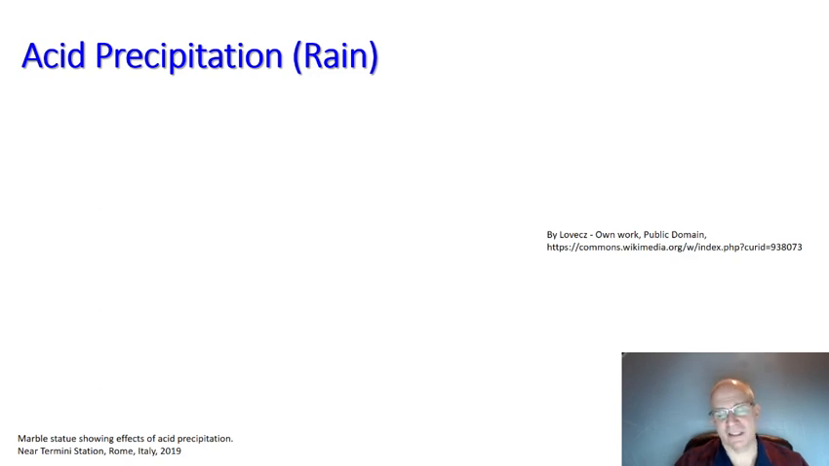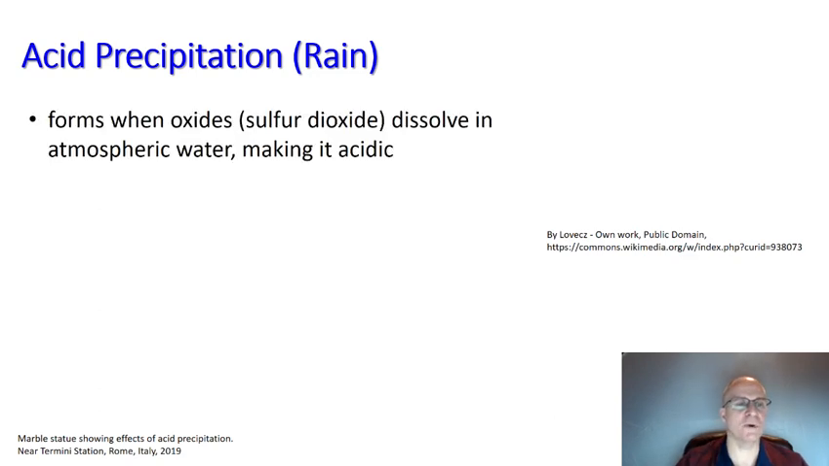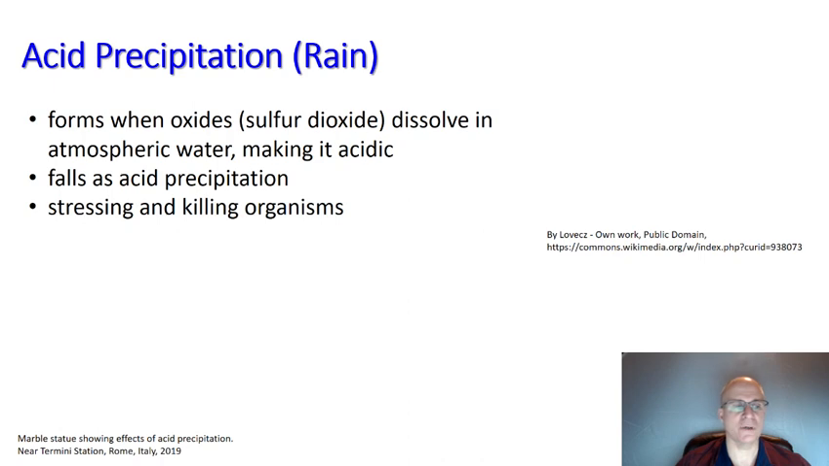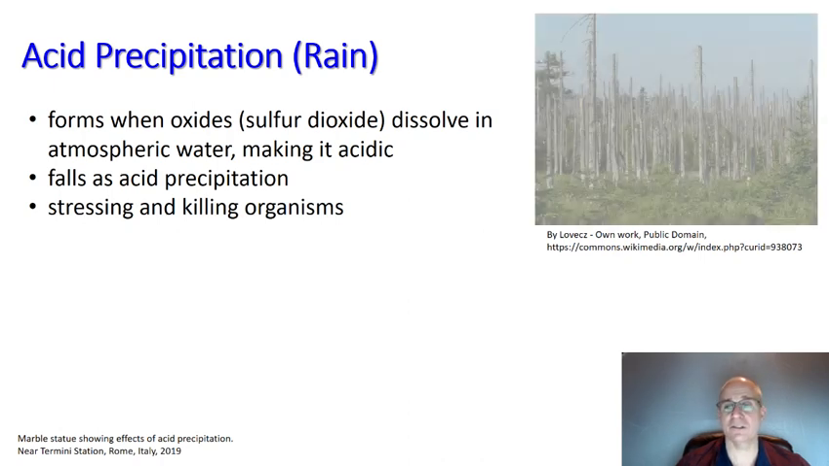So acid precipitation or acid rain forms when oxides like sulfur dioxide dissolve in atmospheric water, little droplets of water up in the air, and make those water droplets acidic. Now, when those water droplets fall as precipitation, again, could be rain, could be snow, could be fog, etc., the acid in that precipitation is going to stress out some organisms, and it's going to outright kill others.